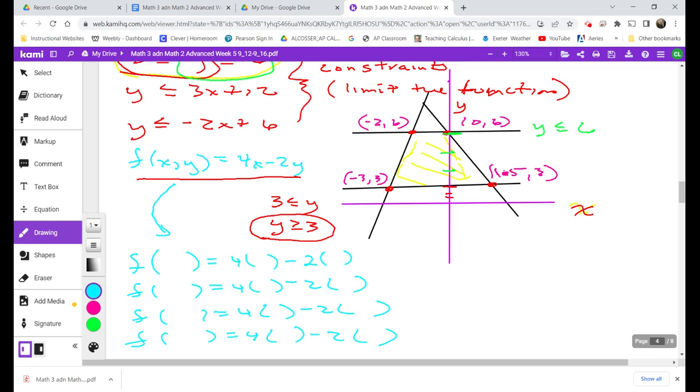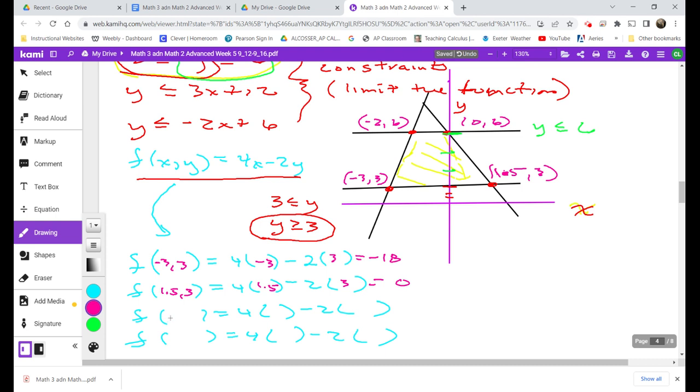A vocab word. So I just take a vertex. I'll just take this one right here. I'll go back to the color I was in, and I'm going to plug in -3 and 3. And that's going to equal negative 12 minus 6, it's negative 18. Okay? And then I'm going to plug in 1.5 and 3. And when I do that math, I get 0.